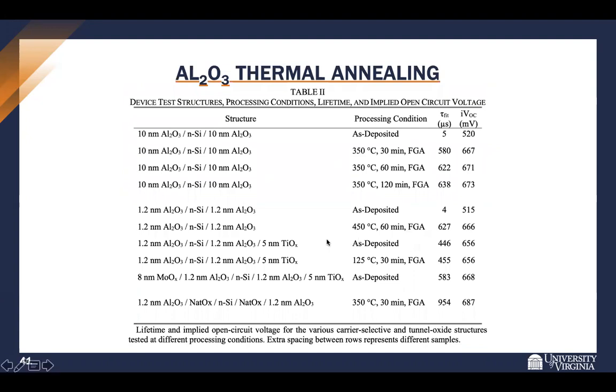We can then deposit the TiO2 and molybdenum oxide layers on either side. And doing so, that would be a full carrier-selective device. We get an IVOC of 668 millivolts and a tau fit, a lifetime of 583 microseconds. Lastly, one thing I looked at is if you leave the native oxide intact and deposit a very thin aluminum oxide on top, and then do a furnace anneal, you can get a lifetime nearing 1 millisecond and a very high IVOC of 687 millivolts. So that's a very easy way to passivate.